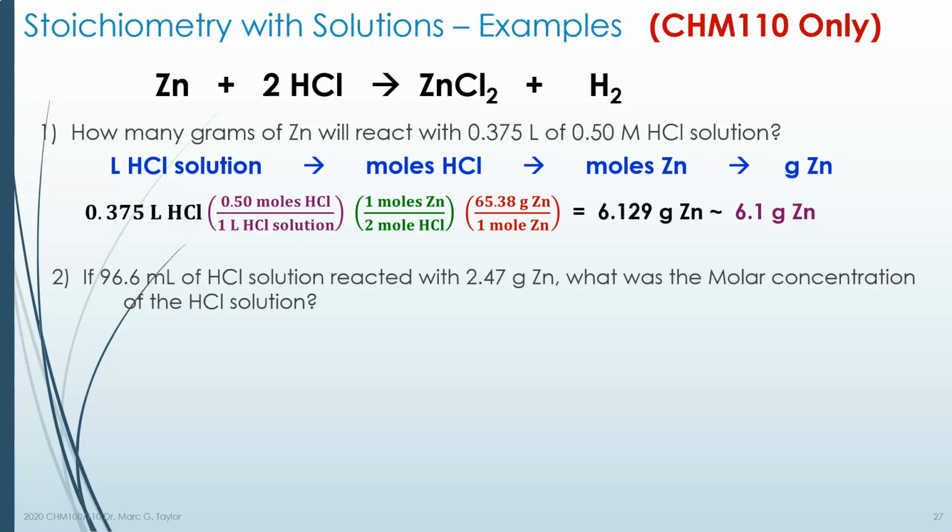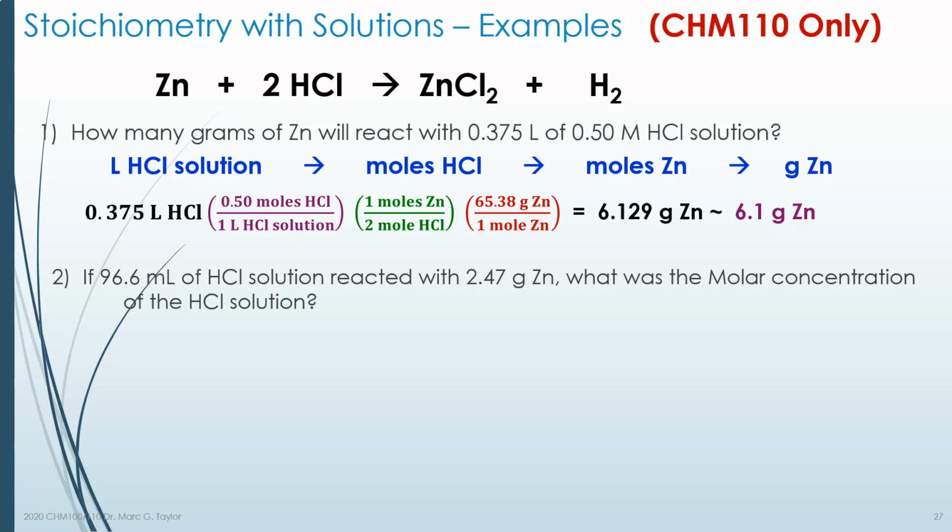If 96.6 milliliters of hydrochloric acid solution reacted with 2.47 grams of zinc, so now you're given a volume of the acid and the exact amount of zinc, what was the molar concentration of the HCl? So this is a little different here. We always start with the thing we have, but you might say, well, I have the amounts of two things. I have the amounts of the hydrochloric acid and I have the amounts of the zinc. Well, actually, you really only have the amount of one thing here. You have the amount of grams of zinc.